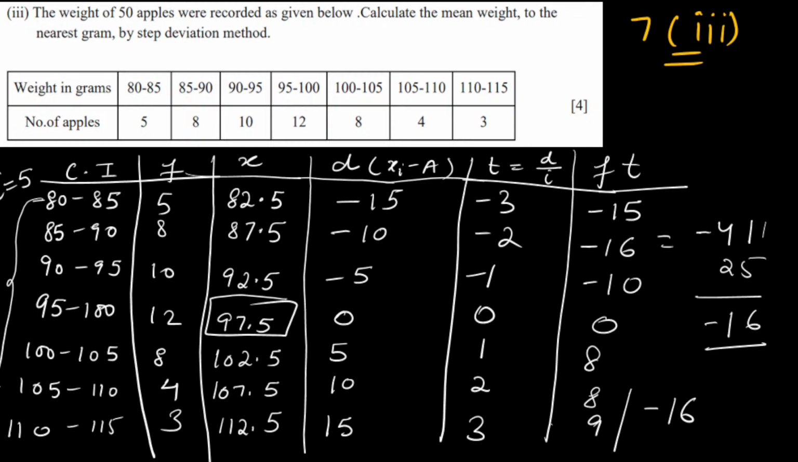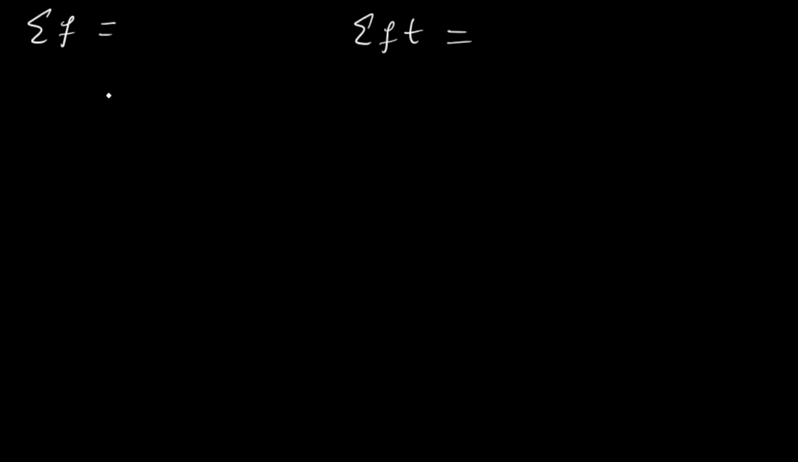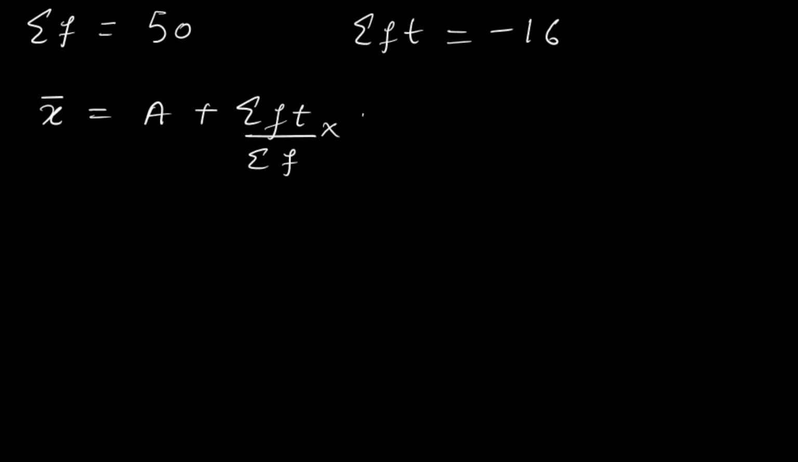Is it correct? Is it negative 16? Yes. And what is the value of sigma f? Sigma f means the total of frequency. 50. Is it correct? Okay, so now the formula: x bar, which we write as mean, is equal to A plus sigma ft by sigma f into I. This is the formula.